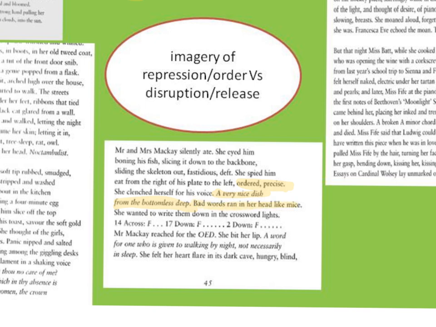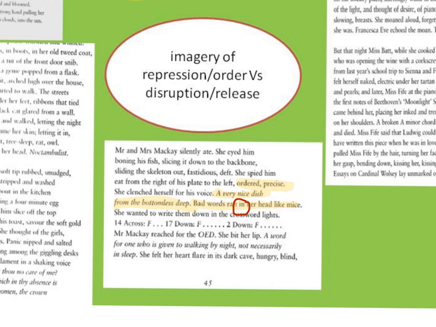He's obviously meant to be a character who you loathe and are meant to consider as being insufferable to spend your life with. But we have here bad words ran in her head like mice. She wanted to write them down in the crossword lights. So notice here how this isn't expressed. She wants to let her frustrations out. I'll leave it to your own imagination what she wants to put, beginning with F, in each of the clues there.